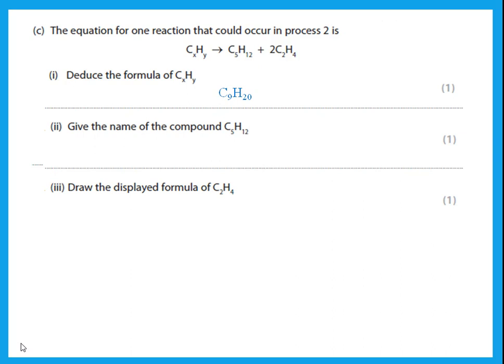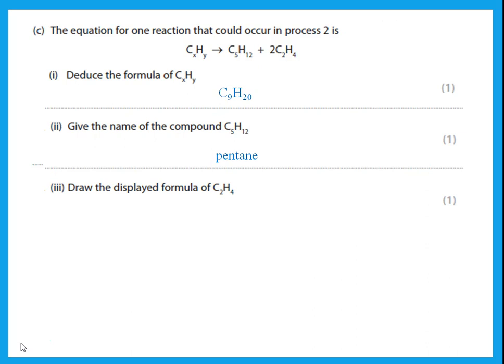Give the name of the compound C5H12. C5 means the name must start with pent. Now, is this pentane or pentene? Well, let's look at the hydrogen. Is the hydrogen twice the carbon or more than twice the carbon? If it is twice the carbon, it's an ene. If it is more than twice, then it is pentane. So this is more than twice the carbons, so this is pentane.